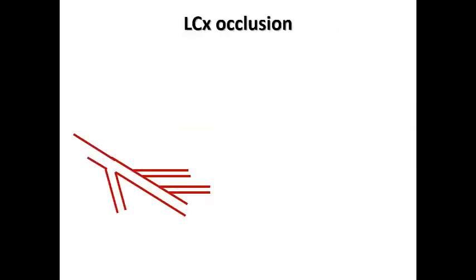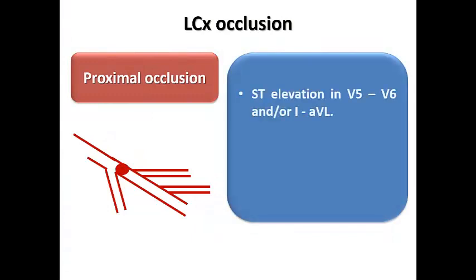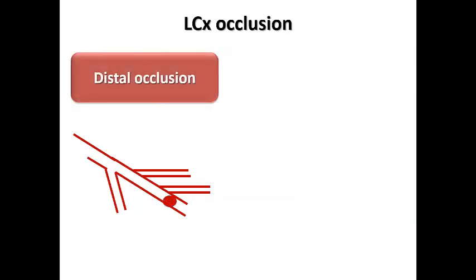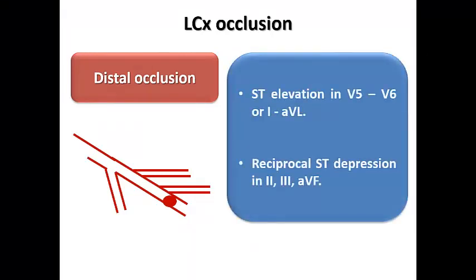Now let's enumerate what each culprit artery and culprit lesion produces in the ECG. When there is proximal LCX occlusion, I can expect to see ST elevation involving V5, V6, and or I and aVL. So the 4 leads can be involved as the occlusion is proximal, but it can also involve just 2 of them. And I can expect to see reciprocal ST depression in the inferior leads if the ST elevation was involving the high lateral I and aVL.